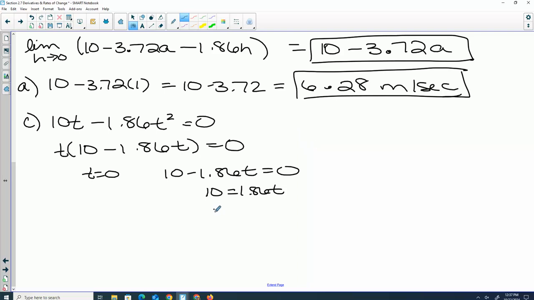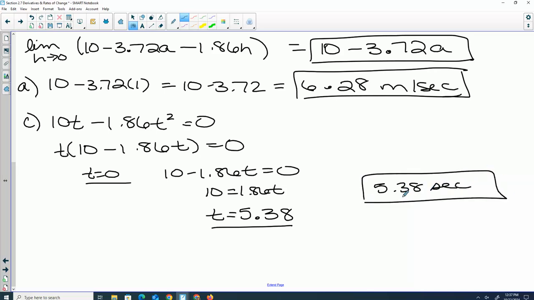It doesn't work out beautifully, but let's say 5.38. Which one of these would it be? I got 0 and 5.3. The second one, 5.38. Why is the first one 0? Because that's when it starts. Right. At time 0, it was on the ground because we hadn't thrown it yet. Then we threw it and it came back to the ground after 5.38 seconds.